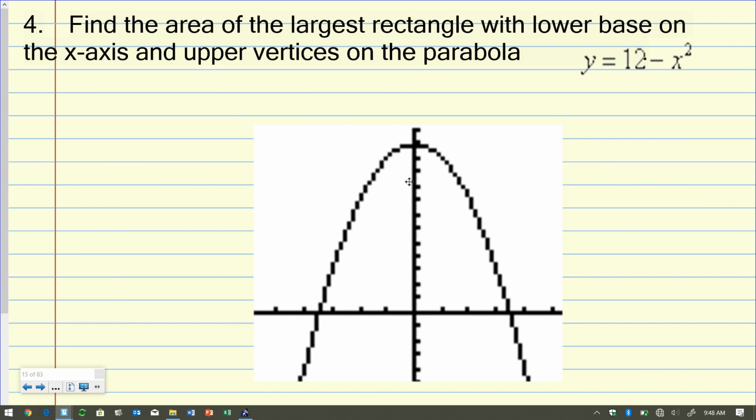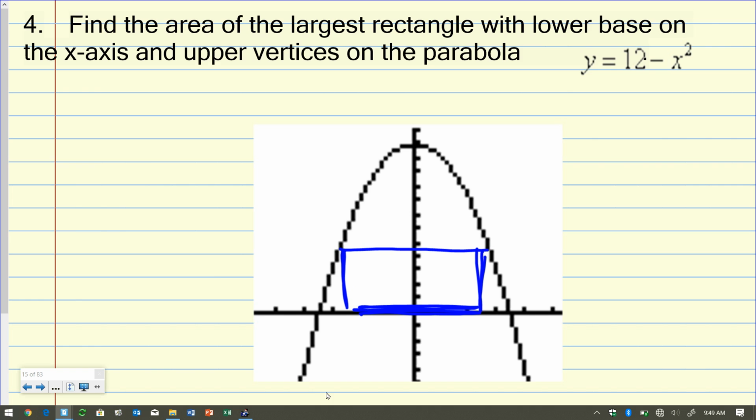You're welcome. Okay, so right here, guys, it says find the area of the largest rectangle with the lower base on the x-axis and the upper vertices on the parabola. Guys, on your test, you are not going to have this drawn for you. So make sure that you understand. That means the base is down here, and the upper vertices touch your parabola. That's your parabola points. So you have a rectangle like that.